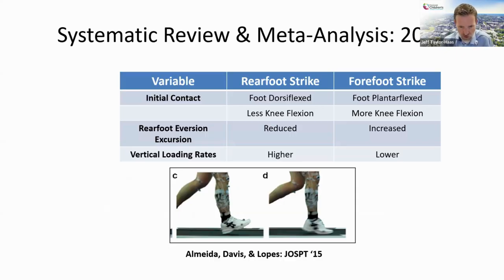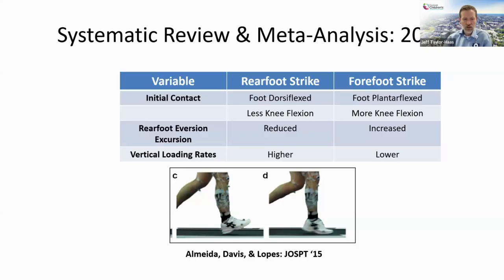And we all know rear foot strike runners are going to land dorsiflexed and forefoot strike runners are going to land plantar flexed. But what's interesting are the other two kinematic variables here. When you land with rear foot strike, you tend to land with the knee a little bit more extended or less flexed. Conversely, in a forefoot strike, the knee is a little bit more flexed.